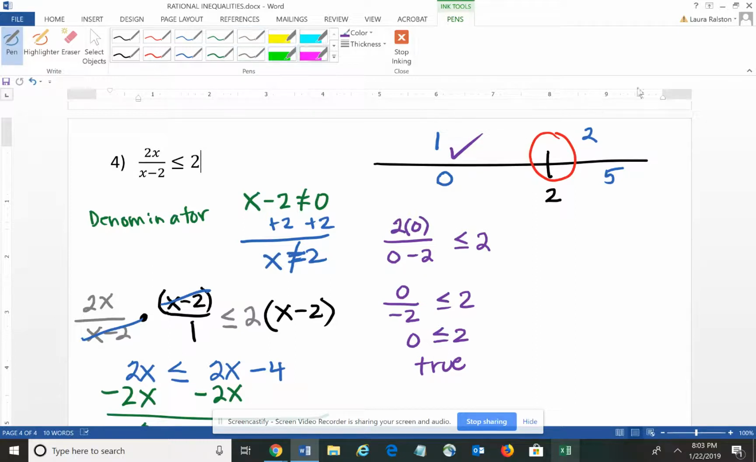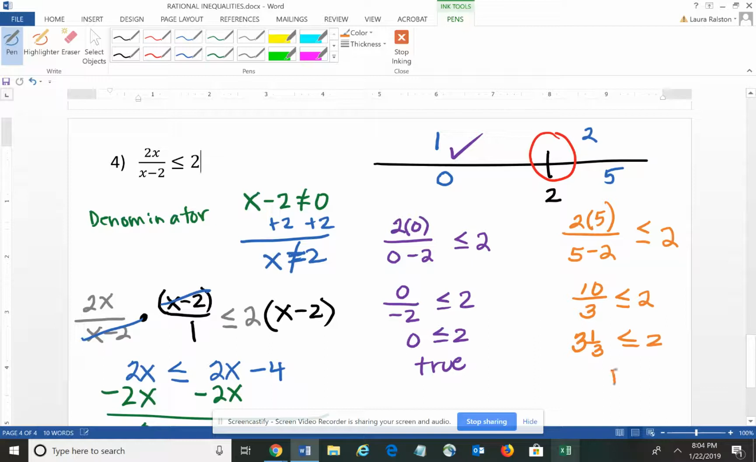Then we try the 5. So I have 2 times 5 over 5 minus 2. We want that to be less than or equal to 2. So I have 10 over 3. 10 thirds is like 3 and 1/3, okay? And that is not less than or equal to 2, so that's a false statement.